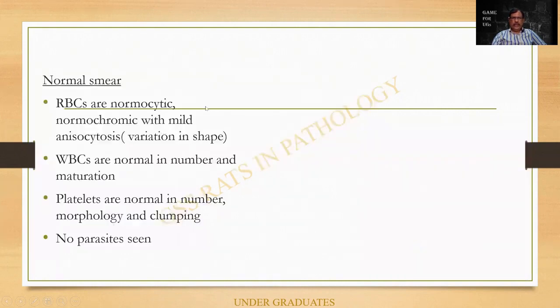In a normal smear, you are supposed to not only do a differential count after staining, you are supposed to describe the smear because it carries 10 to 15 marks. For the RBCs, just write normocytic, normochromic, very mild anisocytosis, variation in shape. WBCs, usually we say normal, but if you find an increase in neutrophils, mention it as neutrophilia. Platelets are normal in number, morphology, and clumping. No parasites seen.